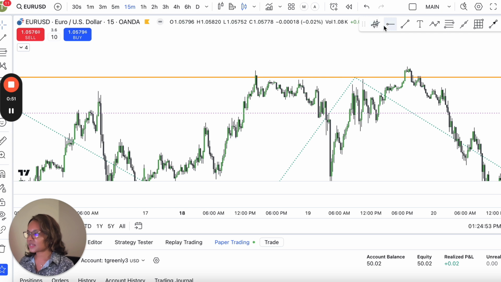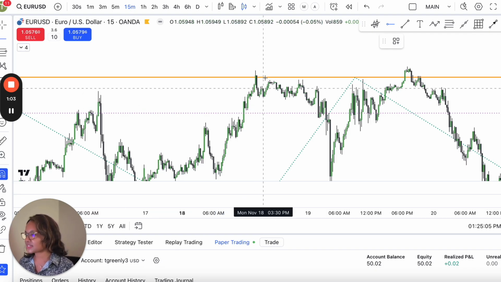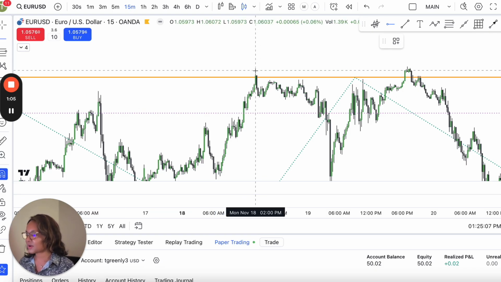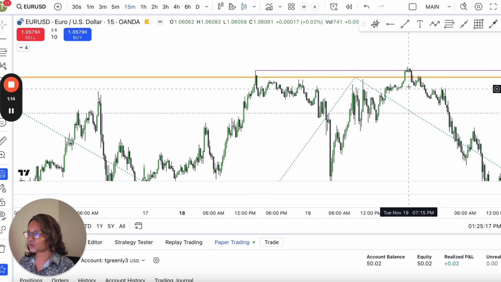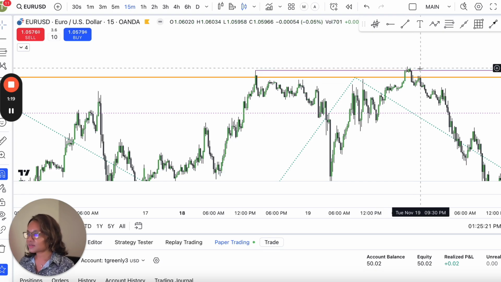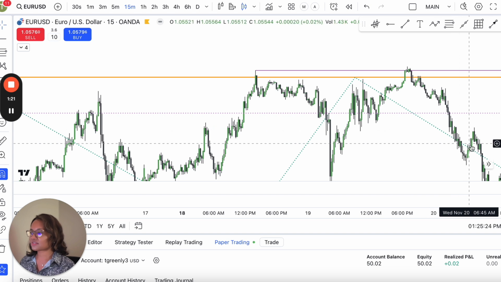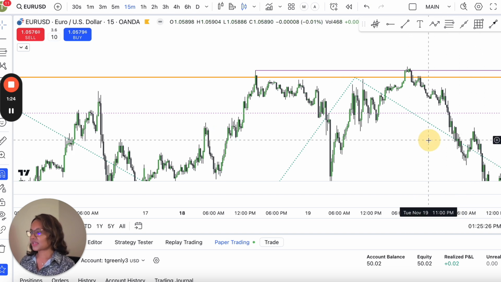And what I'll do is use our horizontal ray that we used before to show where this old wick is. And I like to use a magnet tool sometimes also because it takes it right to the tip of that wick. And when you click on it, there it is. You can see that the very top of this wick is right there. And you'll notice over here how price has gone just above it and then continued to the downside. All right, so that's one area.